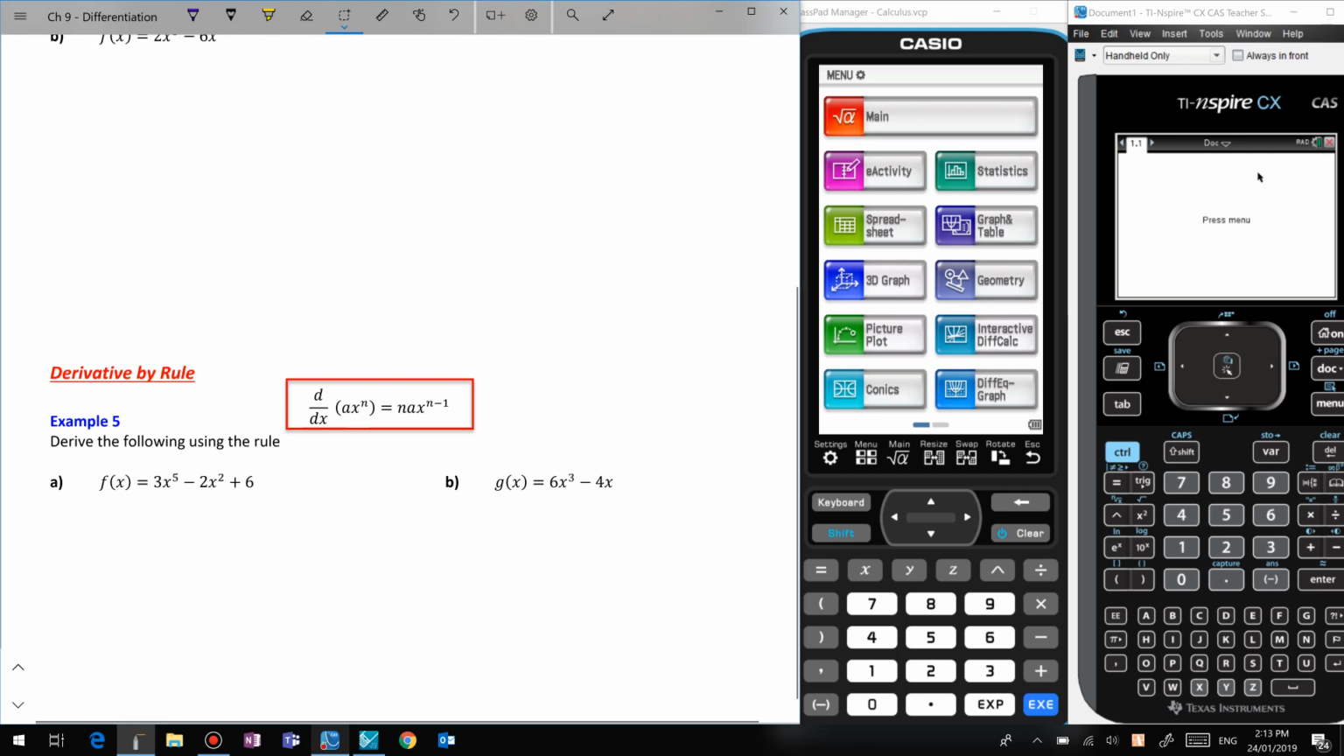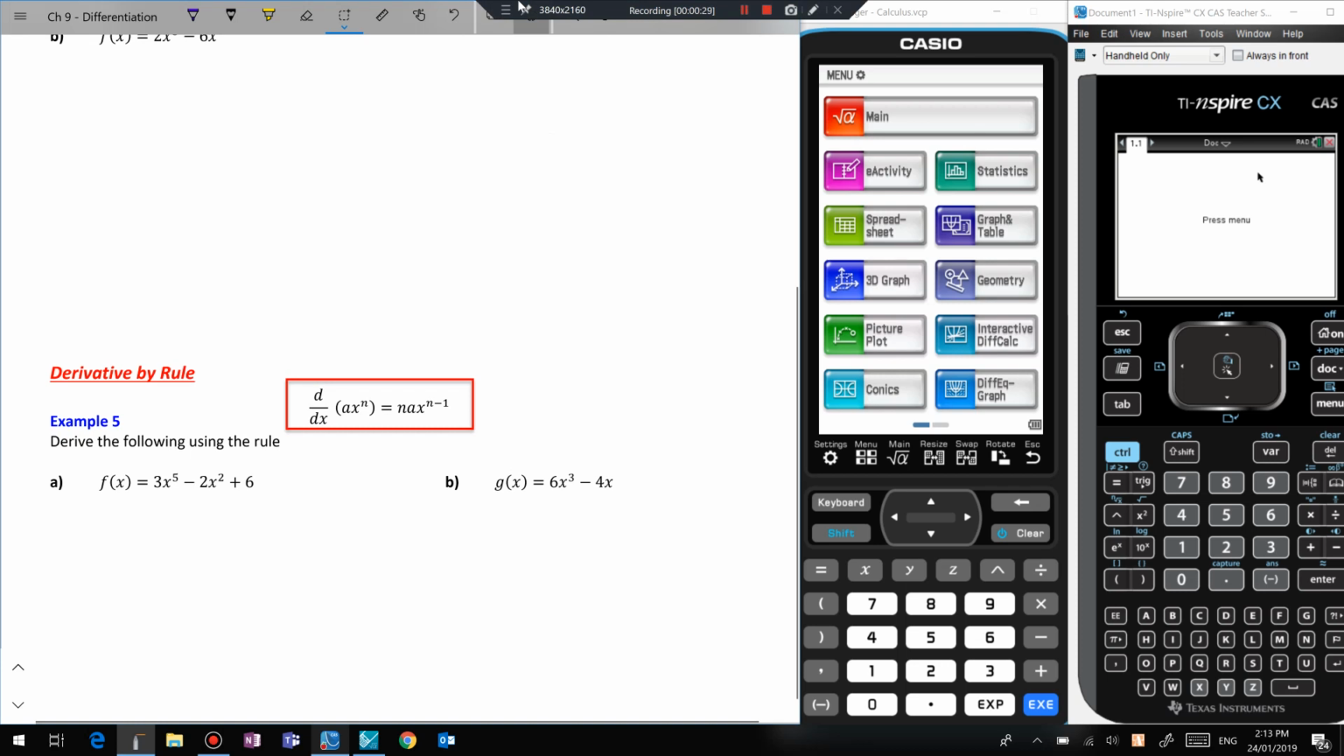Right now we're going to be going through the derivative by the rule. Okay, so derivative, gradient, if you substitute a point in, it's the gradient of the tangent at that point. So they can call it the tangent, they can call it the gradient, they can say the instantaneous rate of change, they're all the same thing.